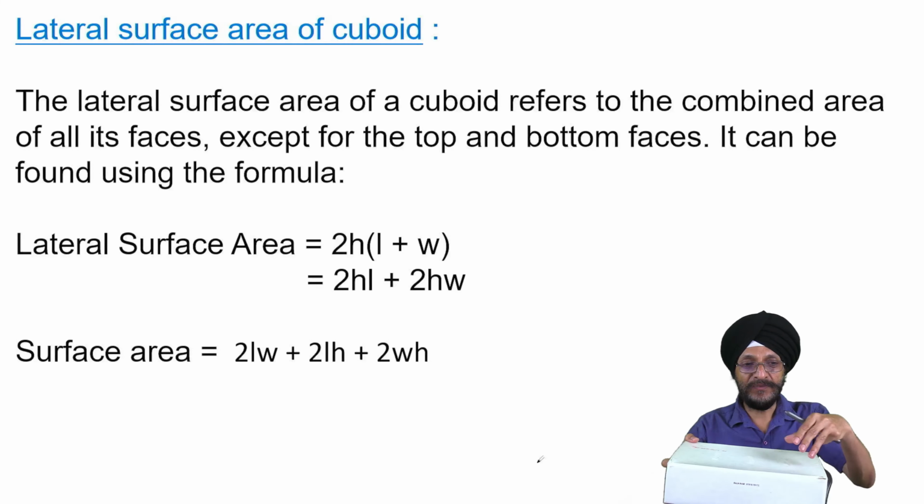But when we are to calculate the lateral surface area of cuboid, we will not take into account the top and the bottom surface areas. That is, all the other 4 sides will be taken into account, but the top and the bottom areas will not be taken into account. So this is the definition before us. The lateral surface area of a cuboid refers to the combined area of all its faces except for top and bottom faces.